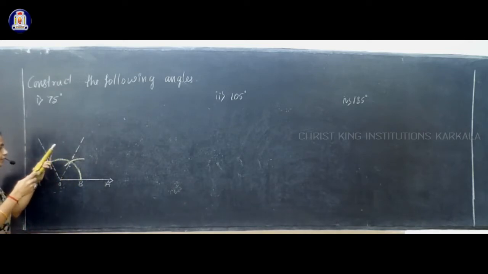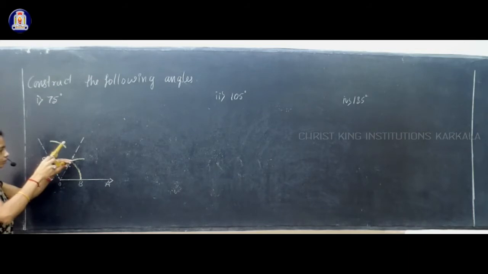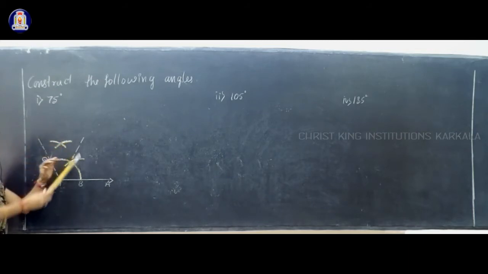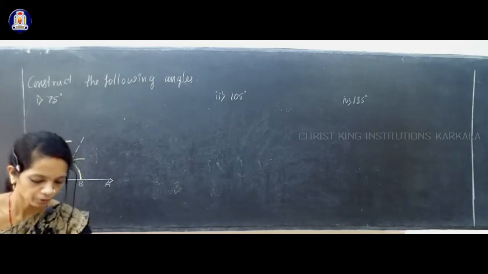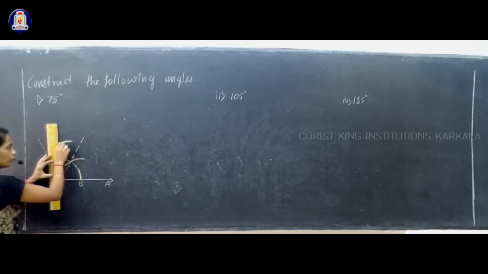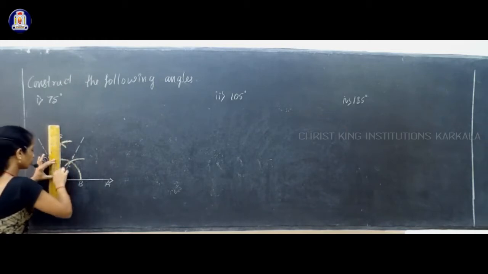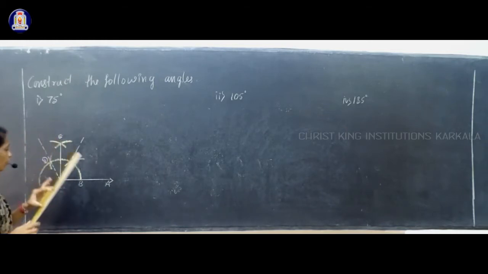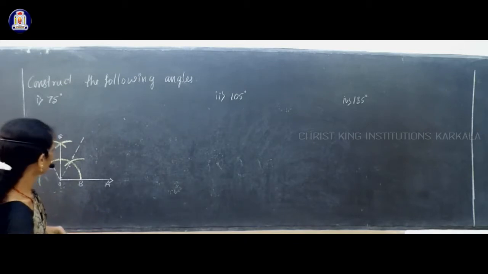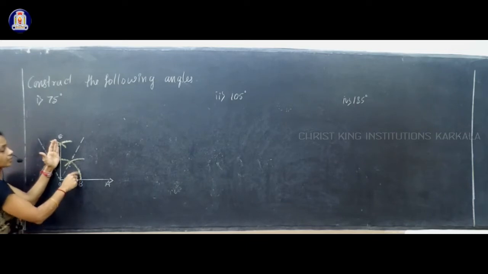an arc by keeping it at D. Keep it at D and draw one arc above DC, and by keeping it at C also draw an arc above C. Now you join that with O, the point of intersection that I'll take as E. E with O, join that. That gives you how much degree? 90 degree.